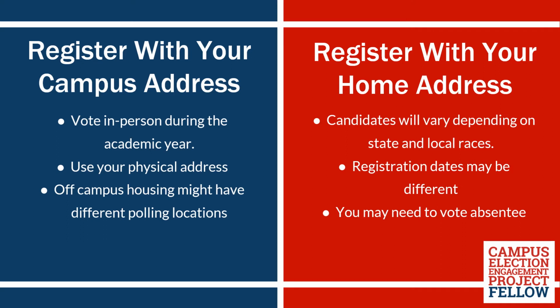Students choosing to register to vote with their home address may be required to vote absentee or vote by mail if it is available in their state. Stress to these students that their registration dates, deadlines, and candidates may be different than the on-campus voter information that is being provided. If more guidance is needed to help your students on which address to use, contact your state director.